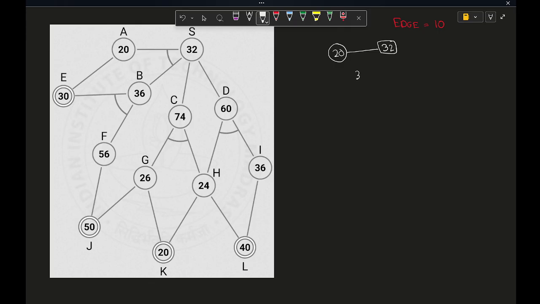Then we go to 36 as well because it's an AND node. Then we go to 74, 76. And we go to 60. Okay.